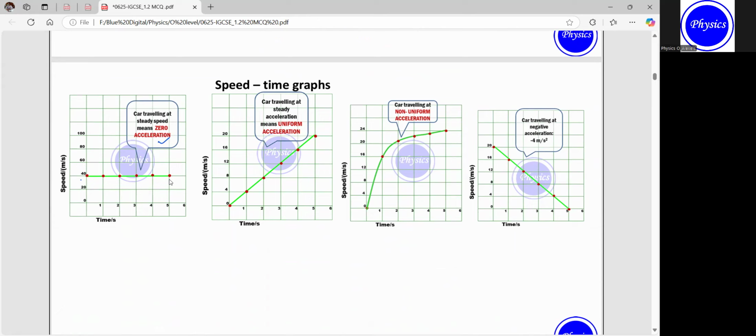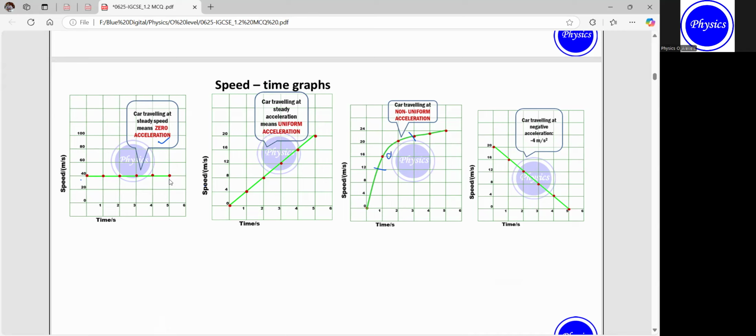Okay, now for the next one, in a distance time graph, when you see a straight line passing through the origin, it is uniform speed or steady speed. Here it is uniform acceleration, because change in speed divided by change in time is going to give you the acceleration. So it is uniform acceleration if it is a straight line. And when you see a curved section like here and here, then it is non-uniform acceleration.